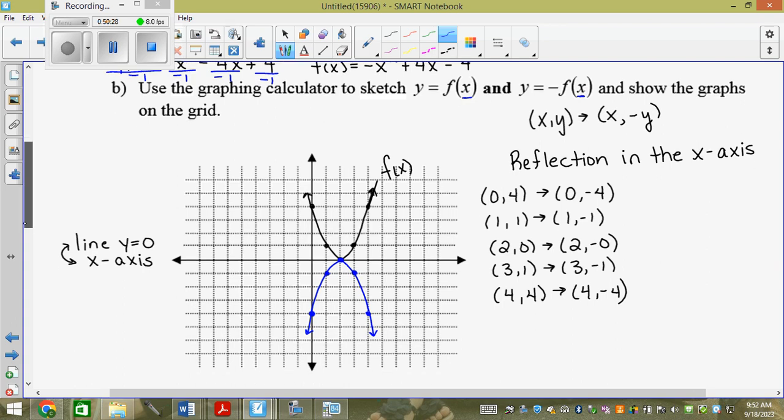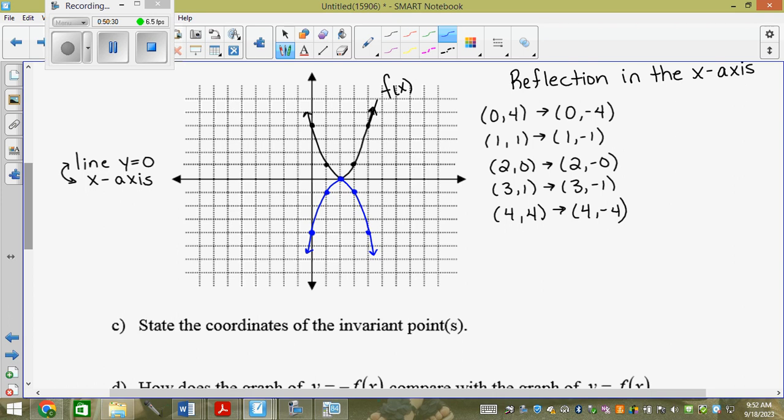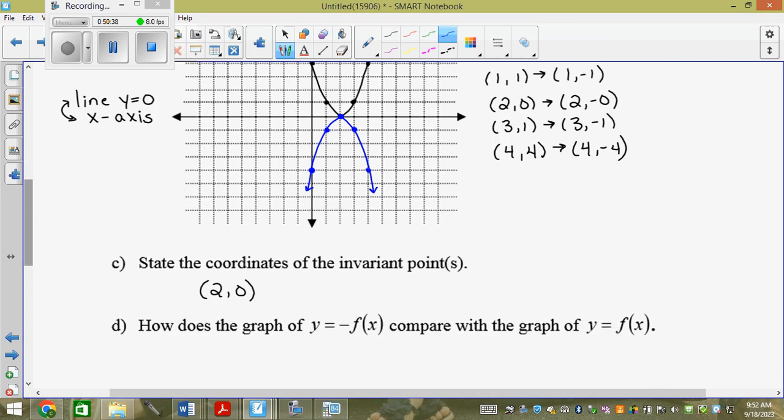All right. So state the coordinate of the invariant point or points. Well, this one would just be (2, 0). It's the only one that didn't change. And how does the graph of y equals negative f of x compare to the graph of y equals f of x? It's a reflection in which axis? So if it affects your y values, it's actually a reflection in the x-axis, right? Because our positives become negatives and negatives become positives.